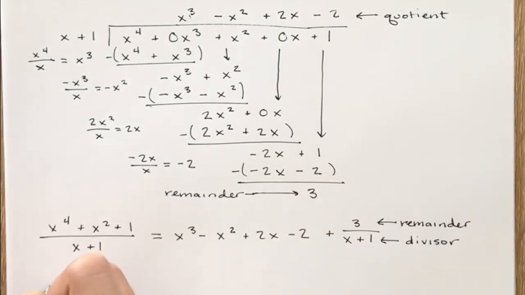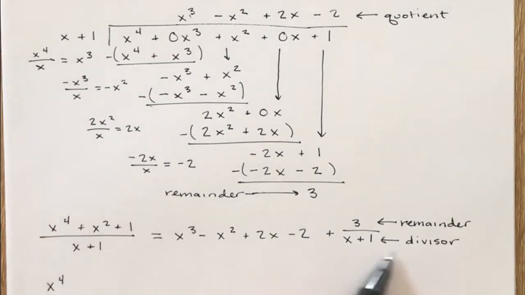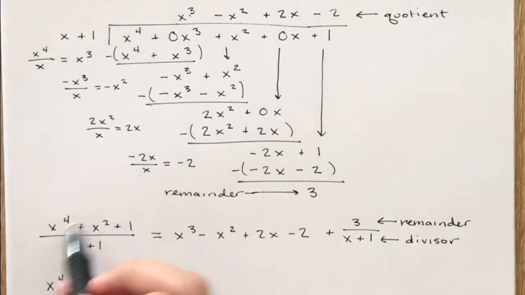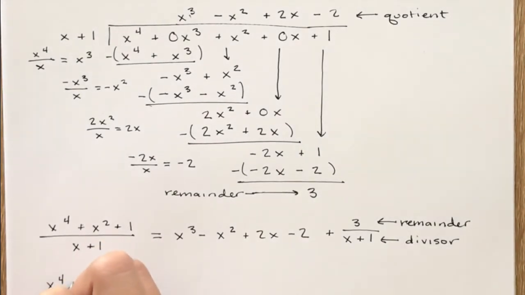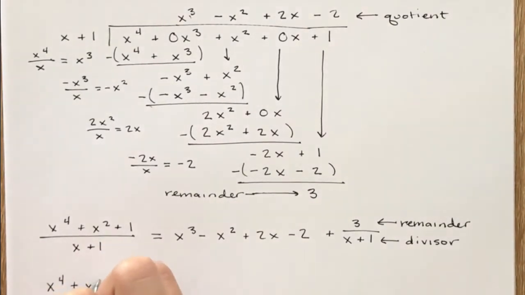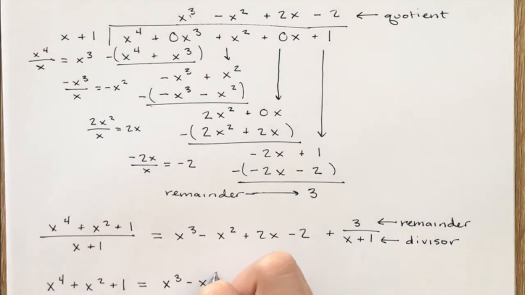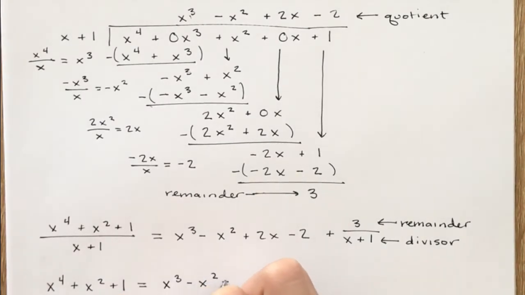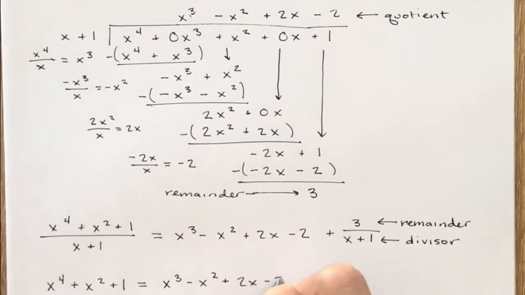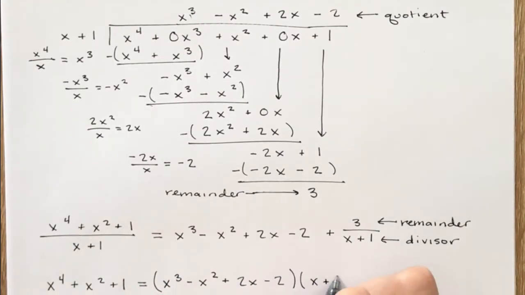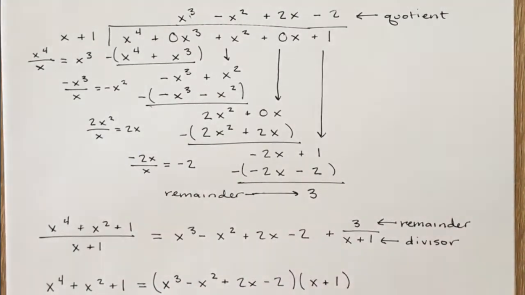Okay, and one last way we can write this, and this equation is going to look like this equation if we multiplied by x plus 1 for every term. So if I multiply this guy by x plus 1, I have x to the 4th plus x squared plus 1, then our quotient, and our quotient multiplied by our divisor, right?